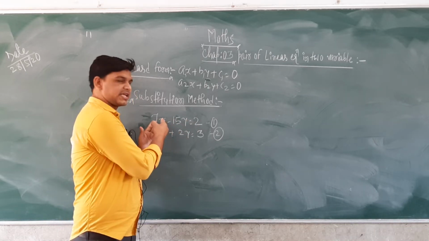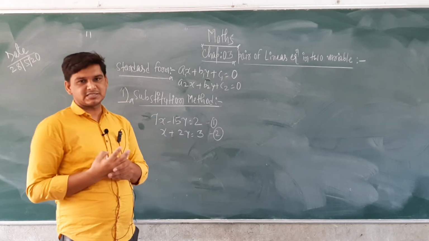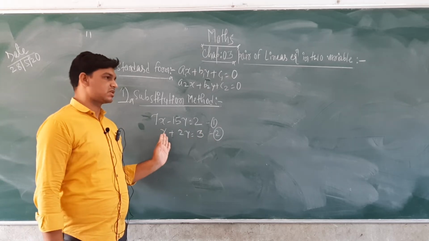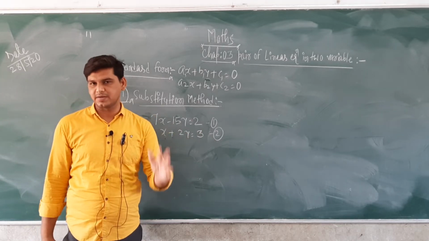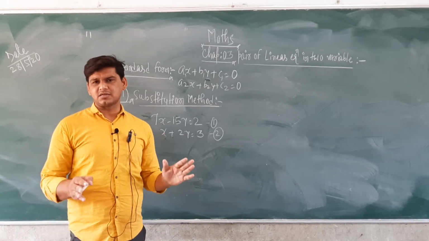You can take 7x as a variable, or you can take 15y in the first equation, or from the second equation you can take the value of x or the value of y, whichever you like. I'll use all these methods to solve it.